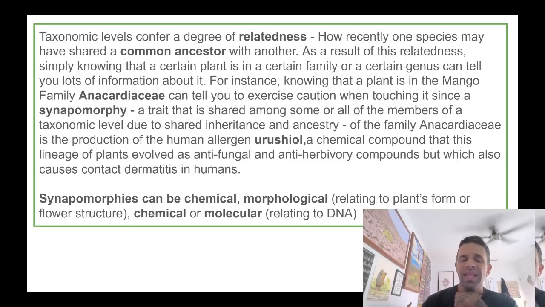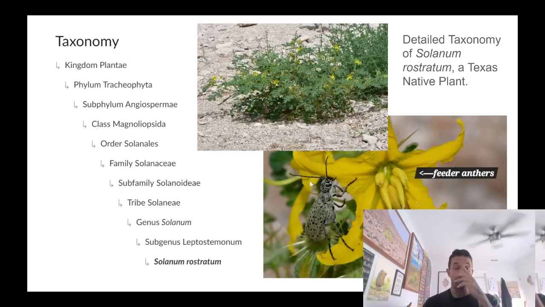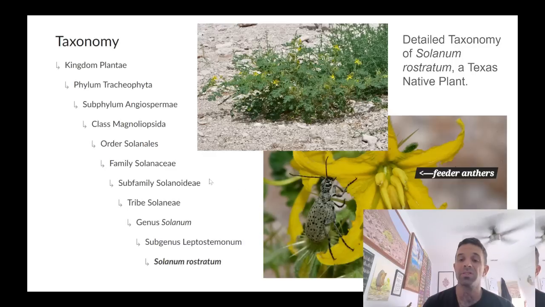And it produces urushiol. Okay, so here's a great example. We're finishing up soon. Taxonomy. This is a Texas native, Solanum rostratum. It's called buffalo burr. You can see every level of taxonomy for this plant down to species. It's in the family Solanaceae, the Nightshade family, the order Solanales.